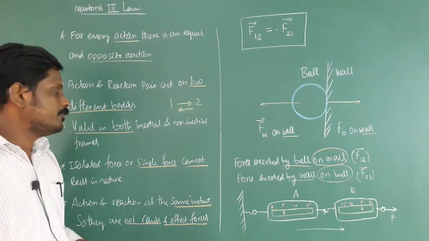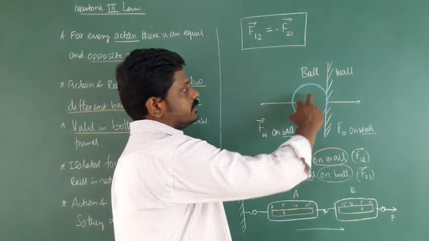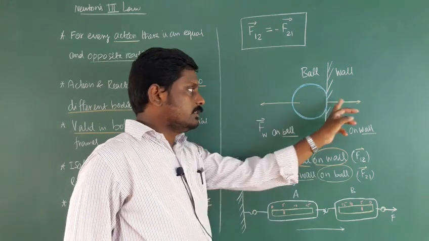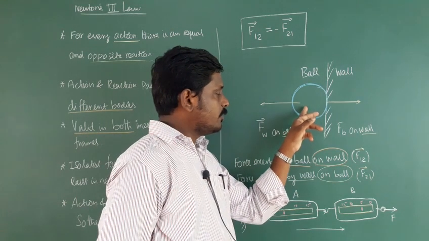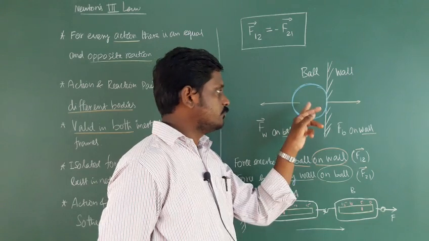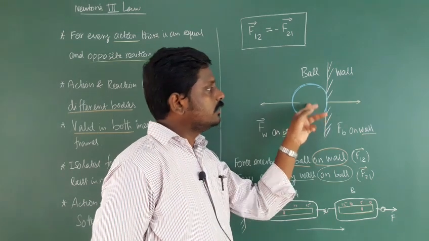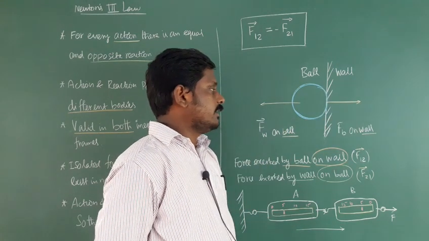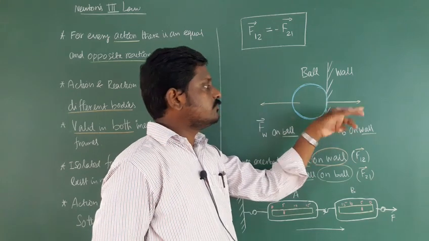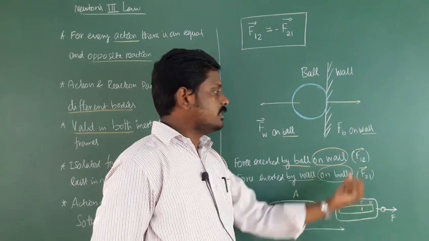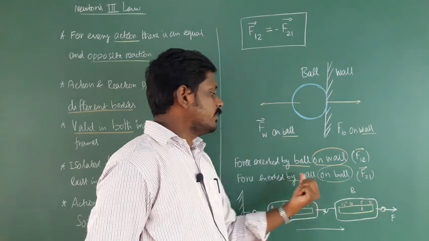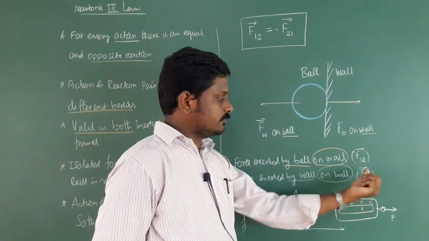For example, a ball hits the wall. This is object 1, this is object 2. The force exerted by the ball on the wall is the force exerted by object 1 on object 2. At the same time, object 2 also exerts a force on object 1. The force exerted by the ball on the wall is F12, and the force exerted by the wall on the ball is F21.